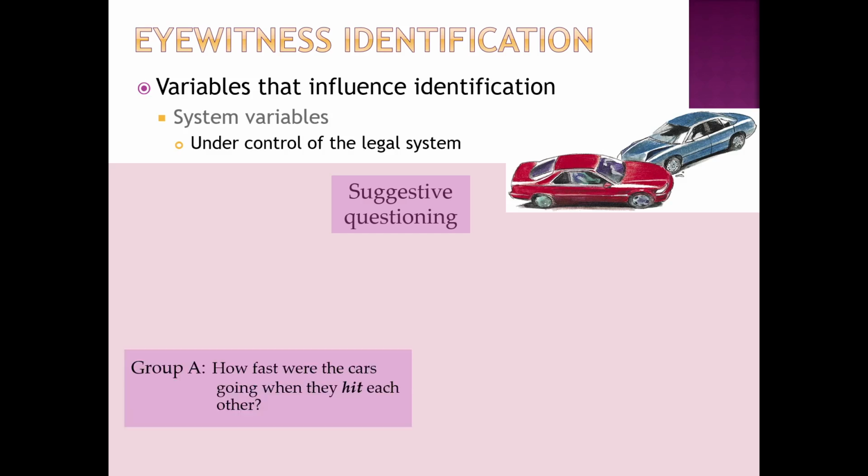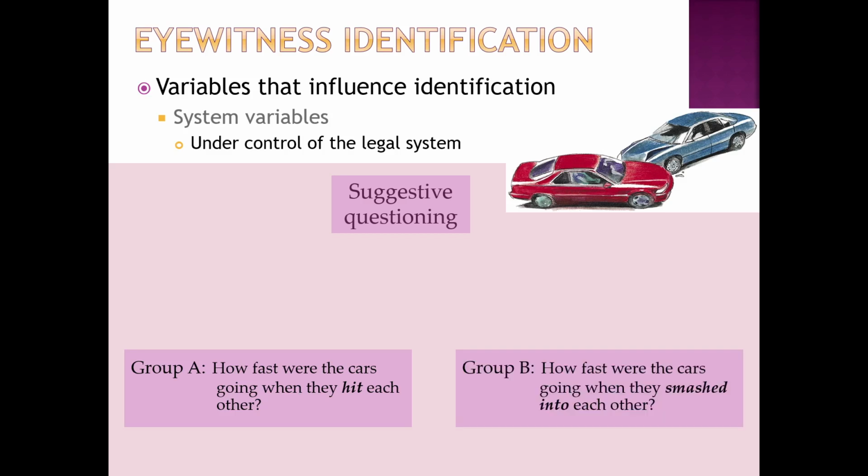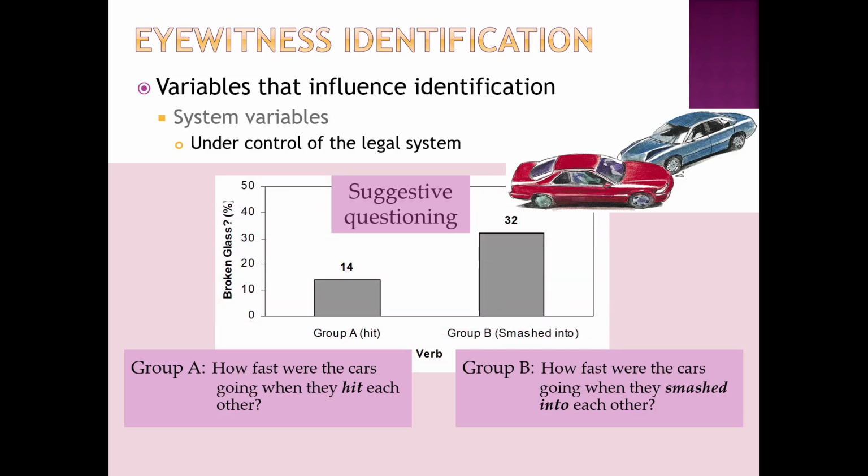For half of the students who watched the video, when they were questioned at the trial, the lawyer asked how fast were the cars going when they hit each other. And for the other half of the students, the lawyer asked how fast were the cars going when they smashed into each other. So the only thing different in the question is the word hit versus the words smashed into. And what happened was that the eyewitnesses estimated a faster speed at the time of the accident. They estimated more broken glass on the ground when they heard the word smashed into.